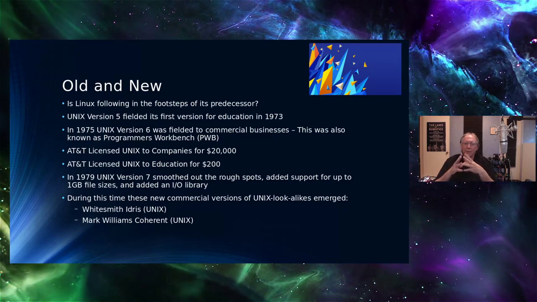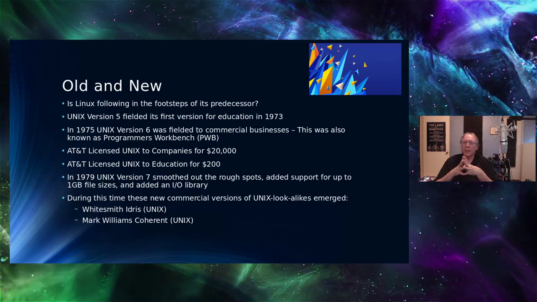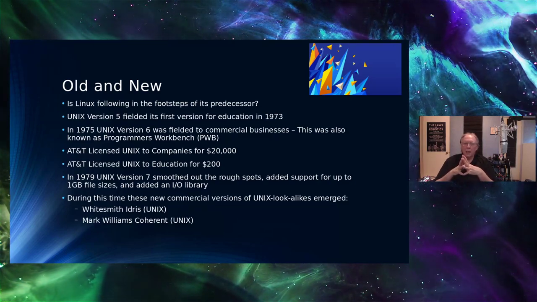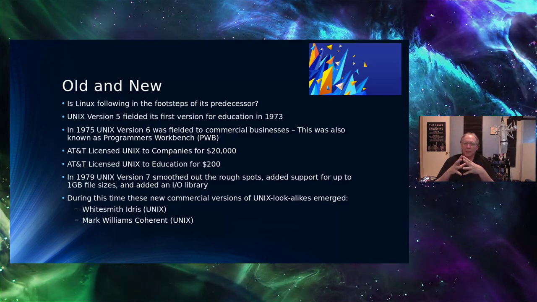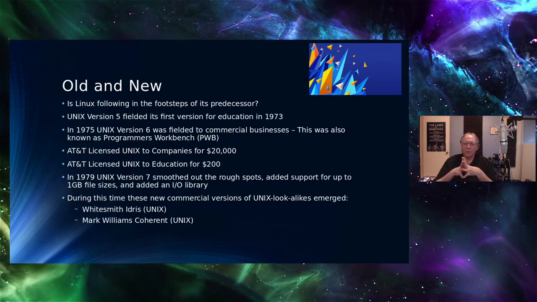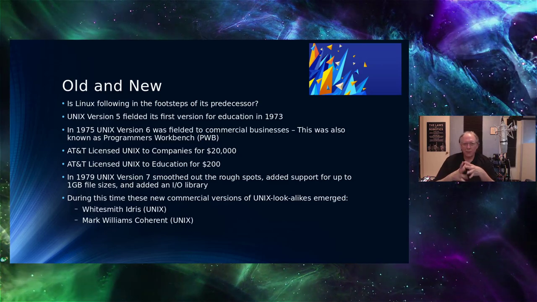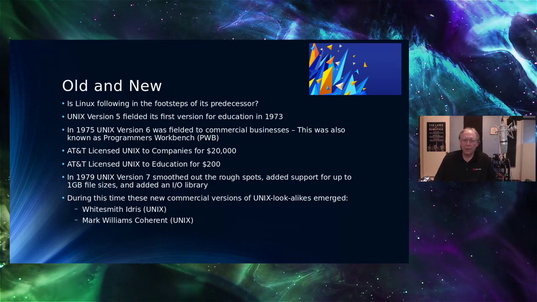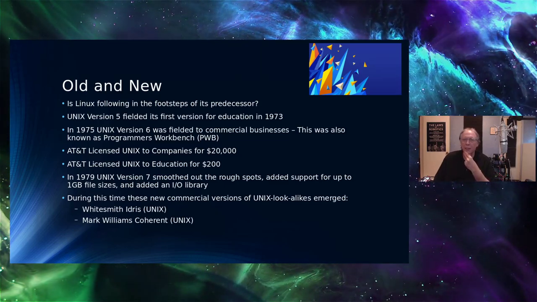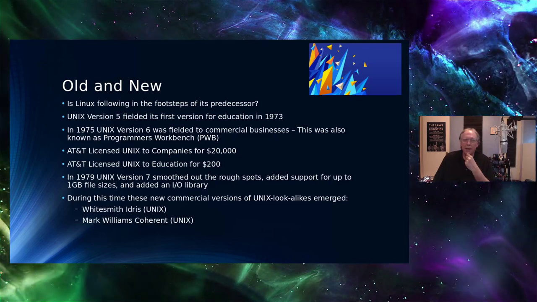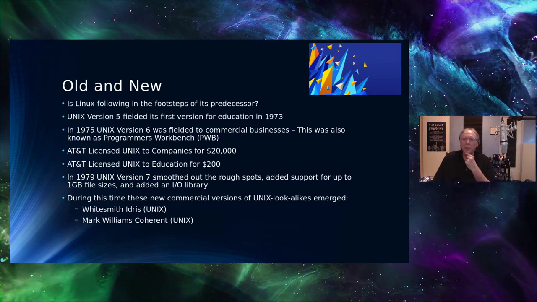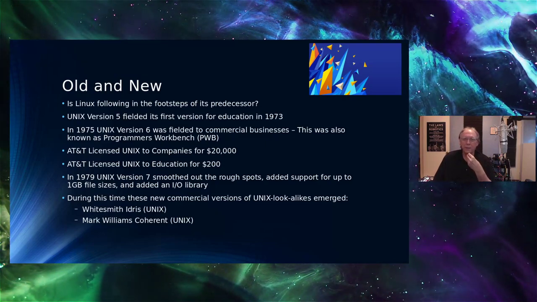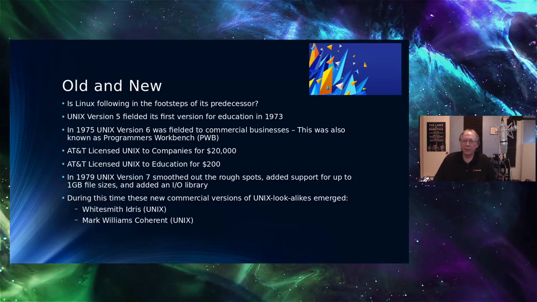The first version that was really released for the educational market was in 1973. That was the first time that the Bell Labs Unix appeared outside of the labs and was available for anyone else to use. In 1975, Bell Labs released version 6, and that became the one that they fielded to the commercial businesses, and it was known as the Programmer's Workbench. But AT&T wanted quite a bit to license it to commercial companies. I suppose their thought was that the commercial companies would be using this to make money and therefore could afford a $20,000 license, whereas the educational institutions would be using Unix to teach students how to build operating systems and compilers and utilities, in a teaching scenario, and so they licensed it to the educational institutions at $200.